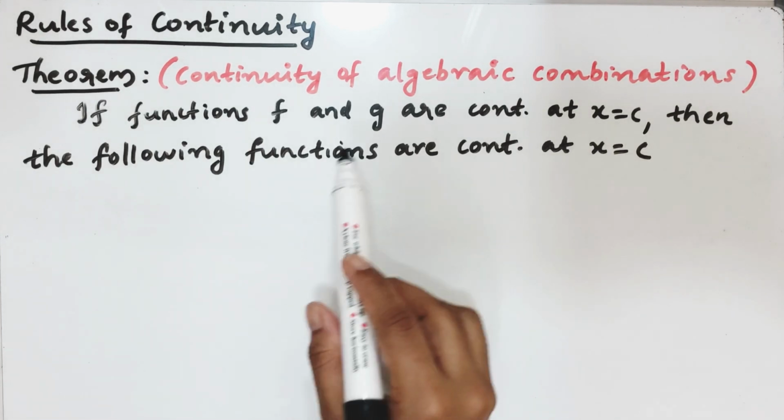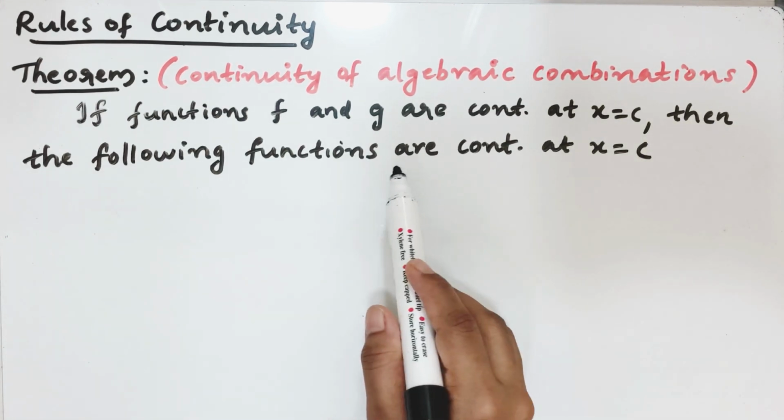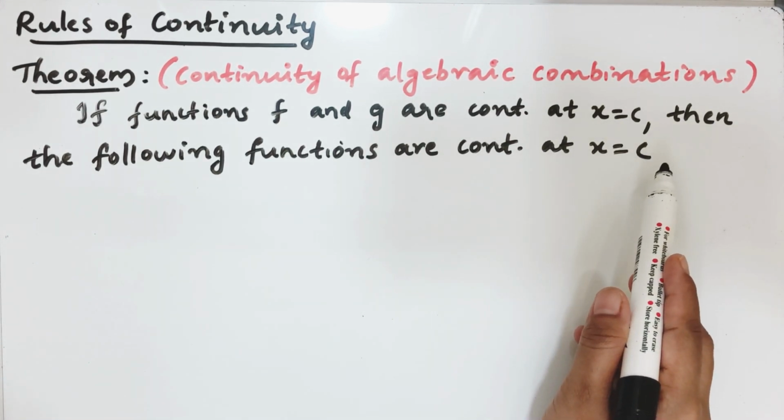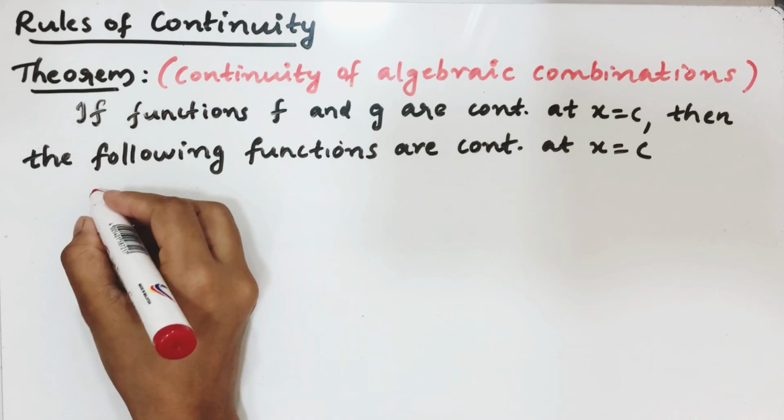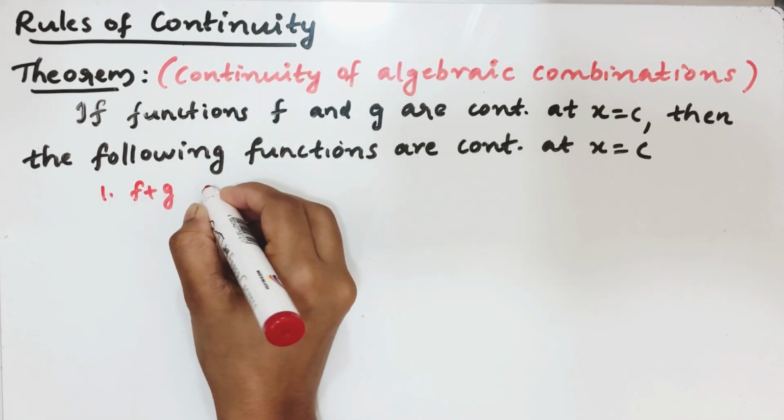If functions f and g are continuous at x equal to c, then the following functions are continuous at x equal to c. First one, f plus g and f minus g.